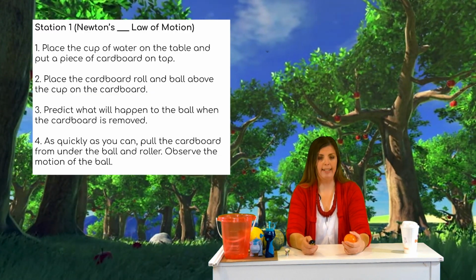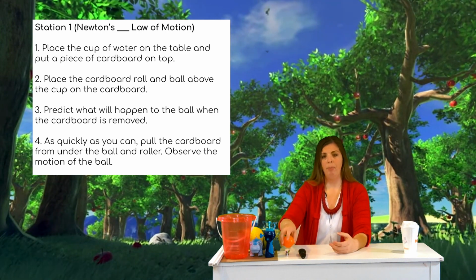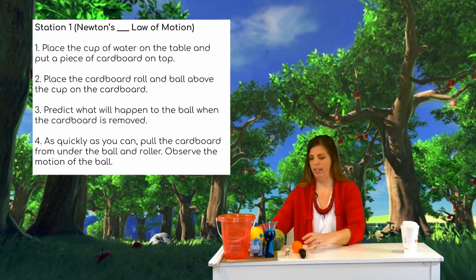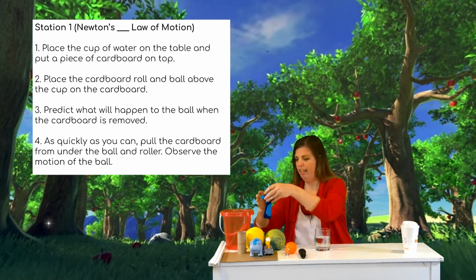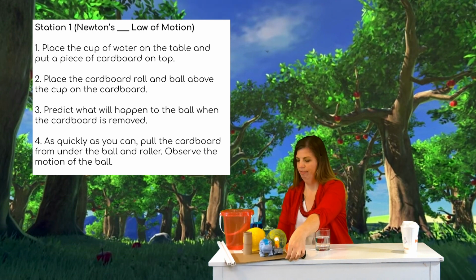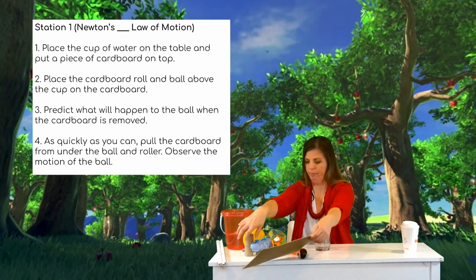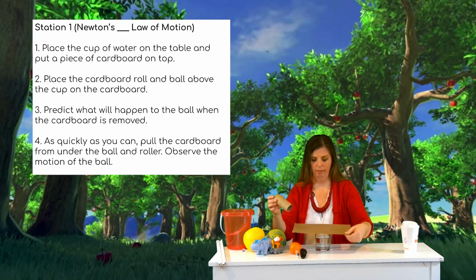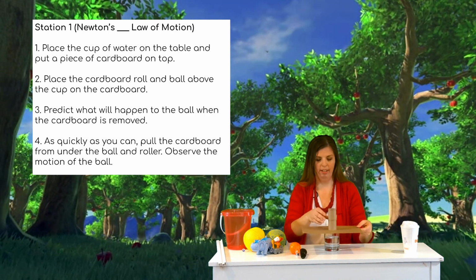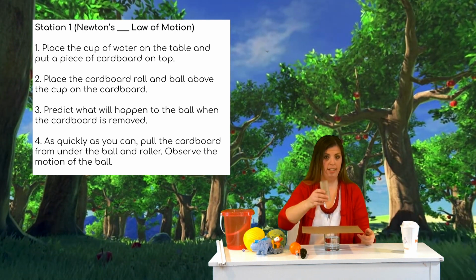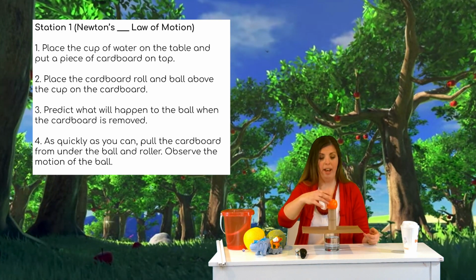There's a total of 8. The first station says, place a cup of water on the table and put a piece of cardboard on top. All right, let's do that. Lots of materials today. All right, then we're going to put the roller on top of that. This means Mrs. McAllister has toilet paper. And then we're going to put a ball on top of that.